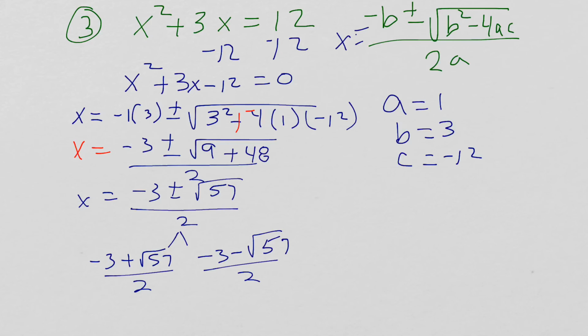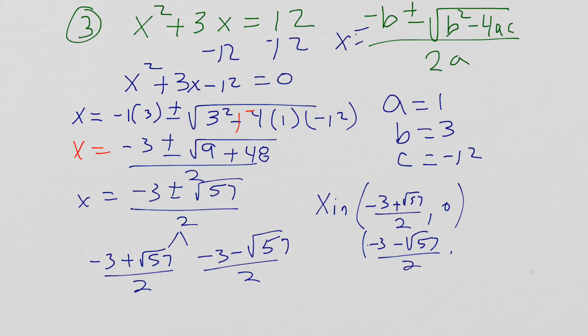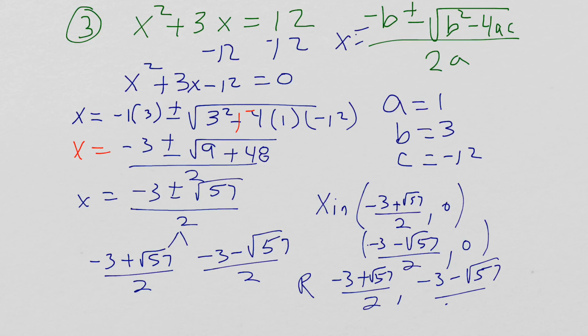Now, these two answers look pretty ugly, but remember that the square root of 57 is just a decimal. So we would actually put that into our calculator, add negative 3 to it, divide by 2, and then we're going to get our decimal. So in this case, our x-intercepts are going to be negative 3 plus the square root of 57 divided by 2, comma 0. Negative 3 minus the square root of 57 divided by 2, 0. And then our roots are going to be negative 3 plus the square root of 57 divided by 2, and negative 3 minus the square root of 57 divided by 2.